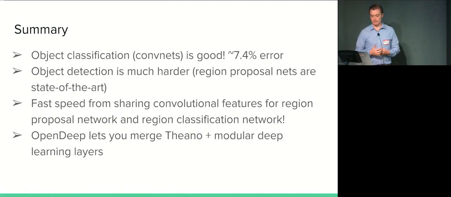OpenDeep is still in rapid development, but it lets you merge Theano and modular deep learning layers together, so you can create a lot of custom state-of-the-art algorithms like the RPN, which takes a lot of custom code on top of it. It also lets you connect your straightforward dense, softmax, convolutional, recurrent, autoencoder, all the base layers that you'd want.